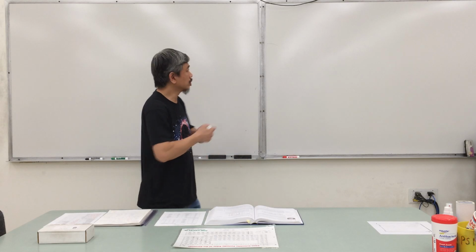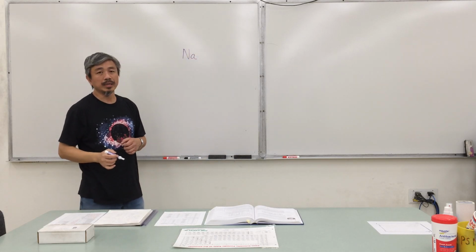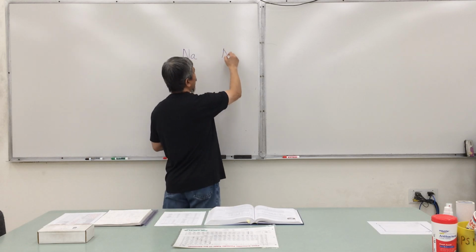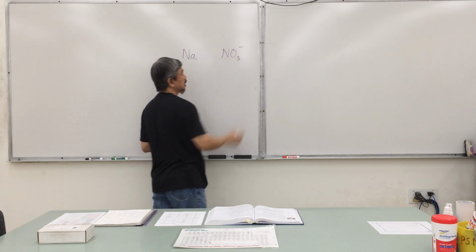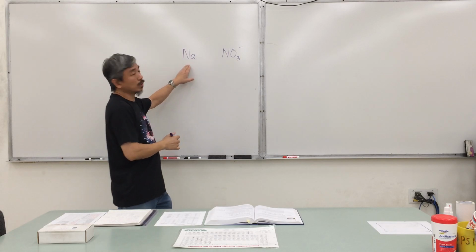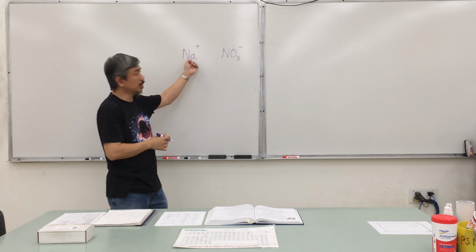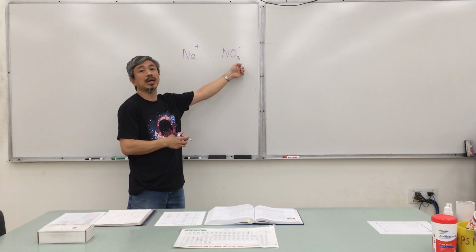So for example, if I have sodium combining with the polyatomic ion NO3 minus, in this case, when you look at this, you're saying, well, sodium will always form a +1 charge, so now that's your positive cation combining with a negative polyatomic anion.